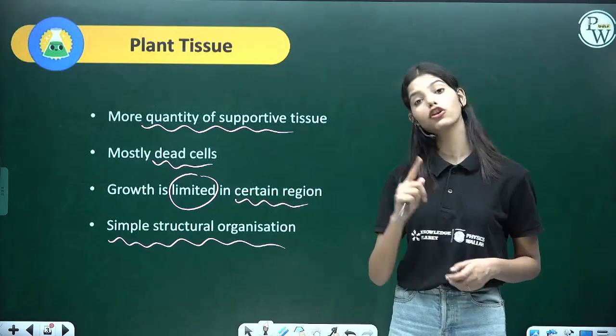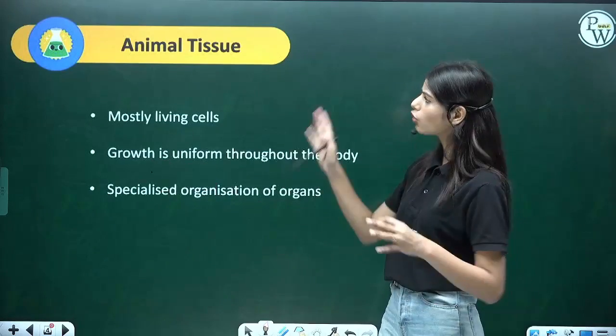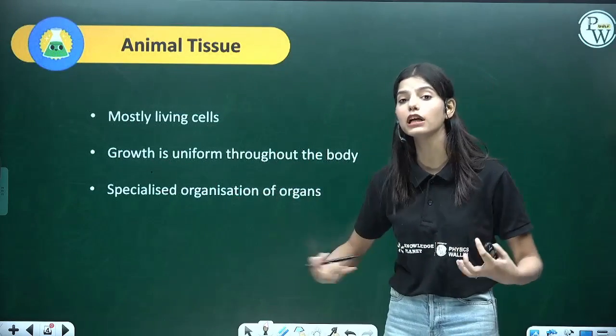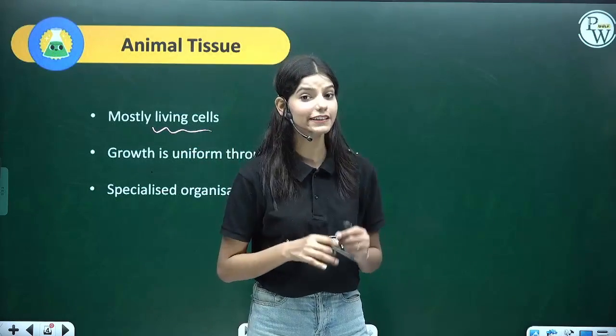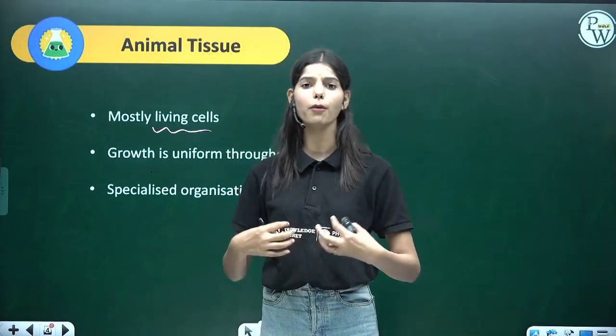Alright guys, now let's talk about the animal tissues. Animal tissues are mostly composed of living cells. Why exactly? Do you know? Because animals have to perform a lot of functions.